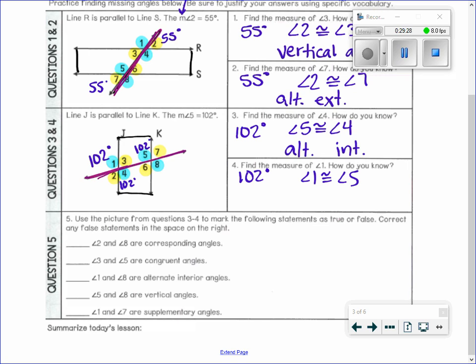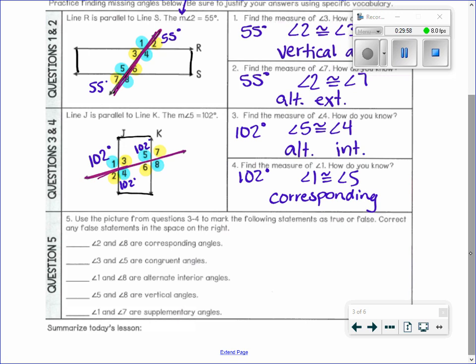One's inside and one's outside. So we can't use interior or exterior because they're in different places. So they're not one of the interior or exterior ones. So what are they? Corresponding, because they're both at each of those intersections, they're both like to the top left. Those are called corresponding. Working great today with all this vocabulary. And we'll put math with it on Monday.